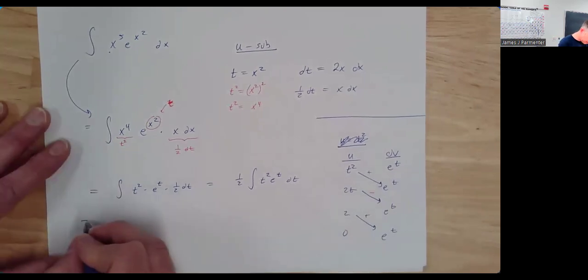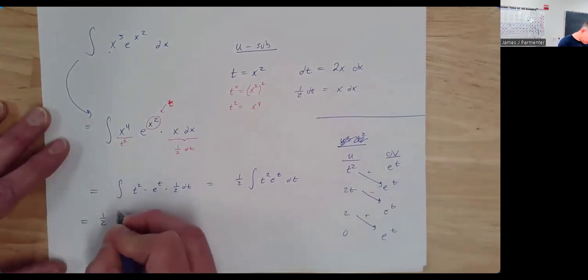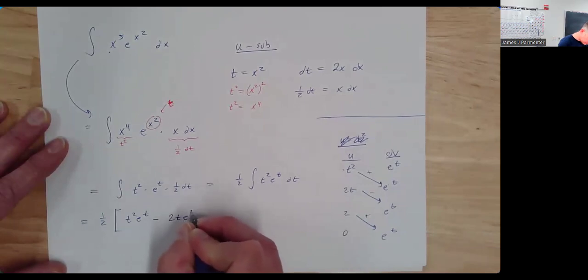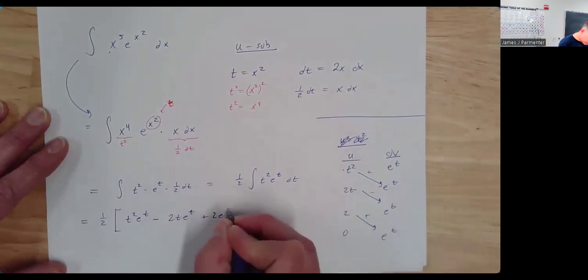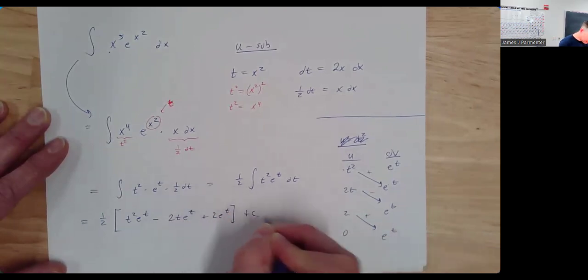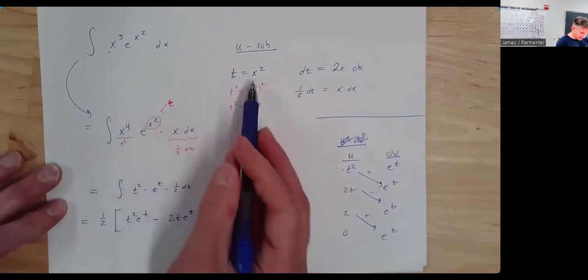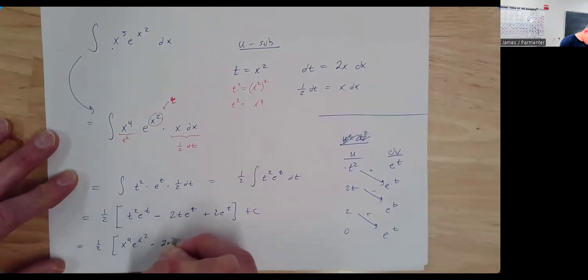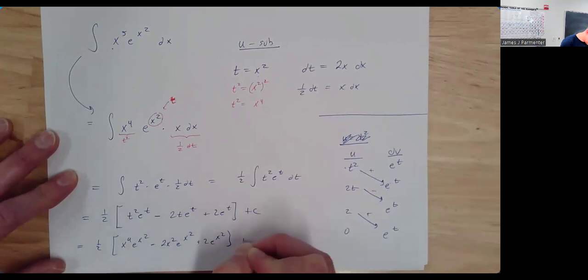That is going to equal 1/2 t squared times e to the t minus 2t e to the t plus 2e to the t plus c. And then we have to go back and plug back in that t is equal to x squared. So we're really getting 1/2 times x squared squared e to the x squared minus 2x squared e to the x squared plus 2 e to the x squared plus c.